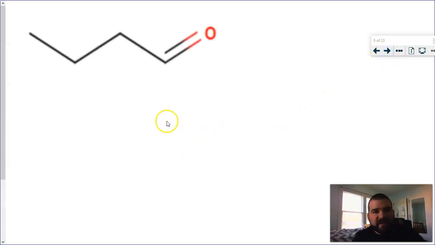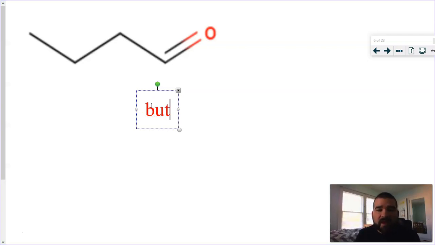Next, now we have an aldehyde. We have 1, 2, 3, 4 carbons, prefix is but. We can number them from right to left because then this shows up on carbon number 1. When a functional group shows up on carbon number 1, you don't need a number. So an organic molecule without a number for the functional group implies that that functional group is on carbon number 1.